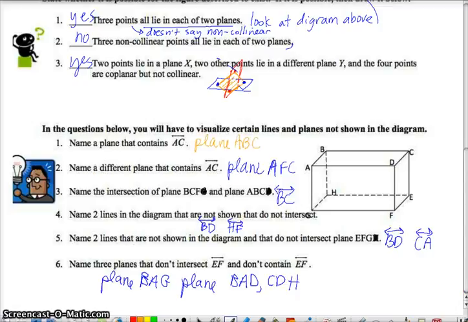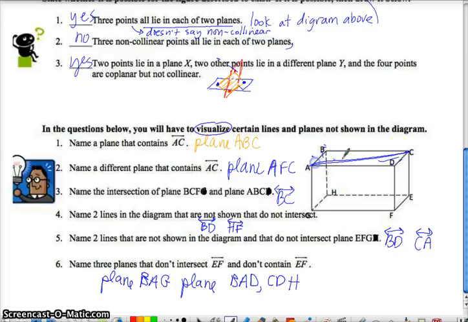We're going to name a plane that contains line AC. So here is line AC. It doesn't exist on the diagram. You can't see it, but it does exist. So it says you will have to visualize certain lines and planes that are not shown in the diagram. So this is an example. The plane that contains this, well, you could call it ABC, ADC, CBA. So any combination of these three letters up here in the top of this rectangular prism.